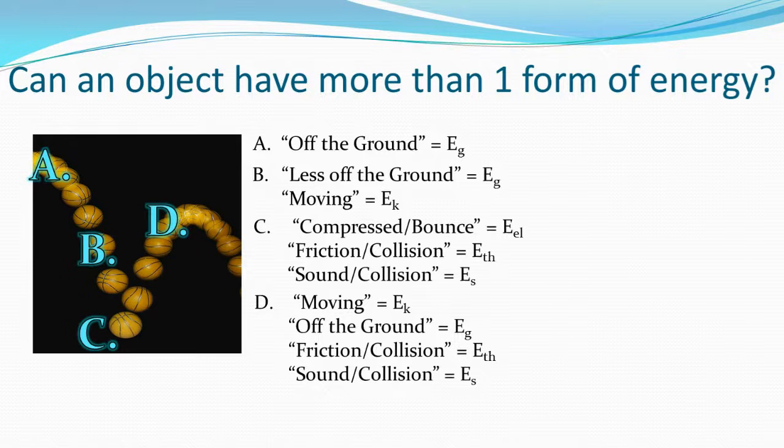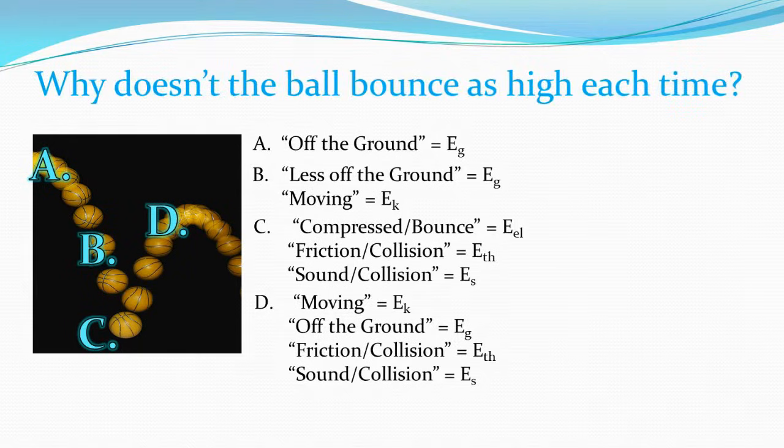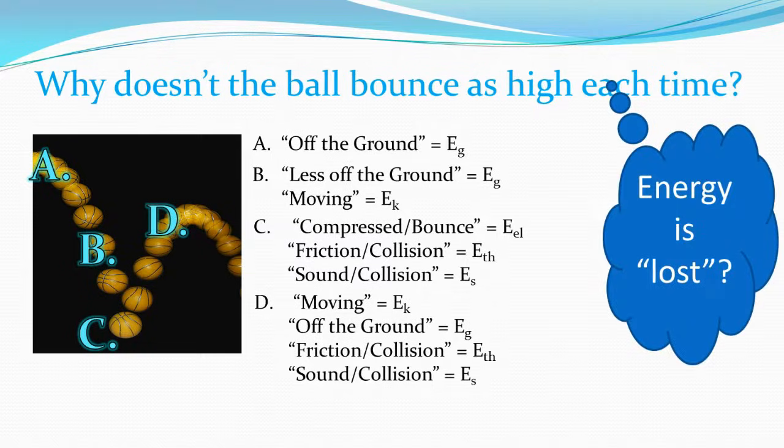Having a better understanding for these dissipated energies, we can now answer the question, why doesn't the ball bounce as high each time? Many students would look at this and say, when the collision occurred, sound energy and thermal energy in the form of friction were given off, so energy was lost. The ball didn't have enough energy to bounce back up the second time. Energy is not lost. Energy is changing forms.